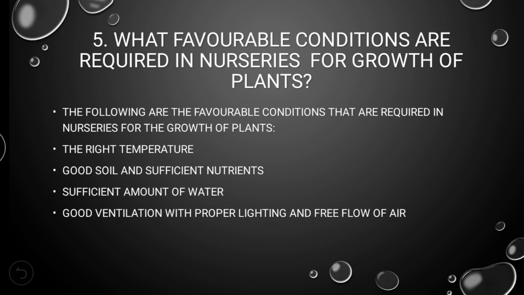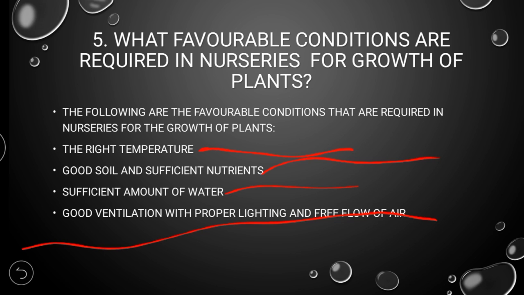Next question. What favorable conditions are required in nurseries for growth of plants? The following are the favorable conditions that are required in nurseries for the growth of plants: the right temperature, good soil and sufficient nutrients, sufficient amount of water, good ventilation with proper lighting.